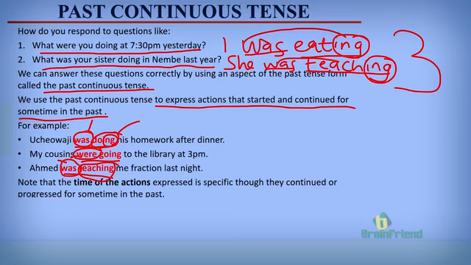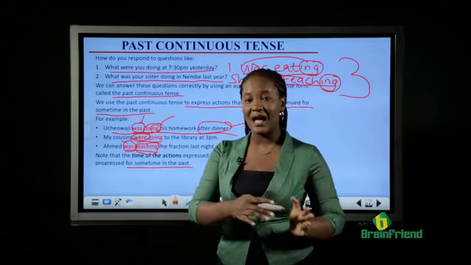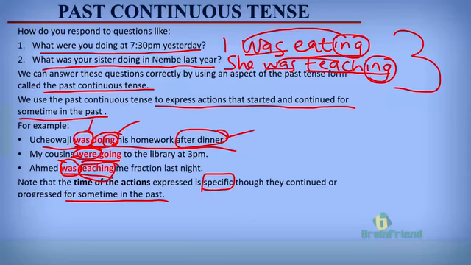Now, note that the time of the actions expressed is specific, though they continued or progressed for some time in the past. Now, look at these examples. Ucheowaji was doing his homework when? After dinner. Specific time. He was doing his homework at a particular time in the past. After dinner. When were my cousins going to the library? At 3 p.m. The time is also specific.